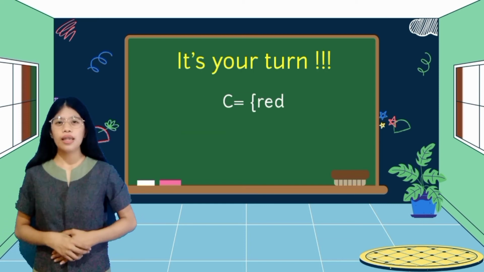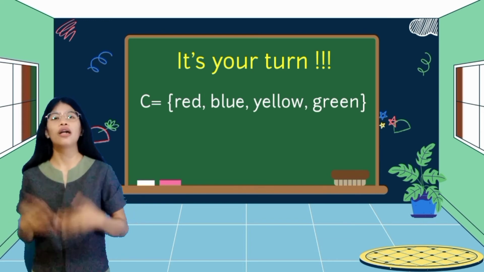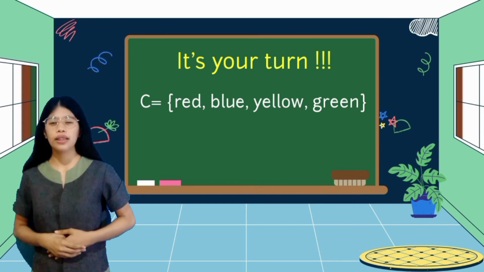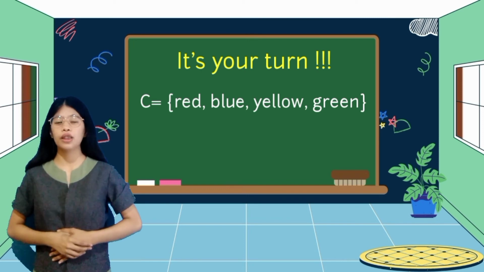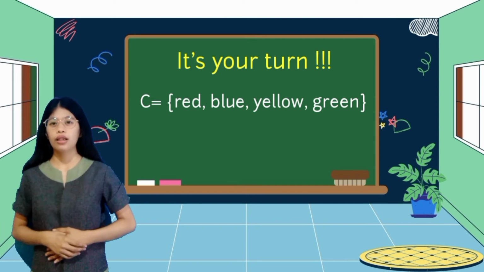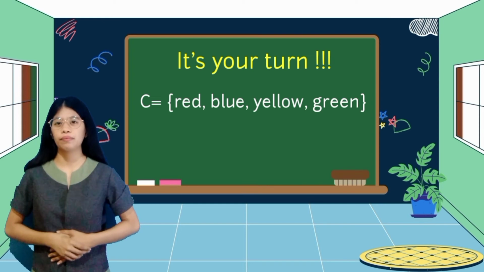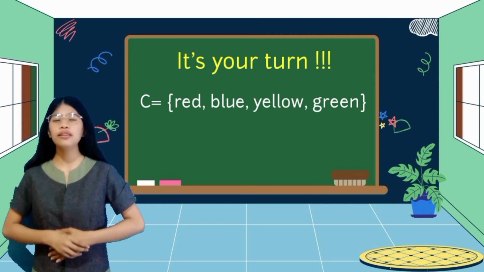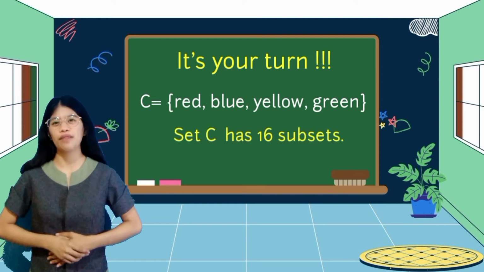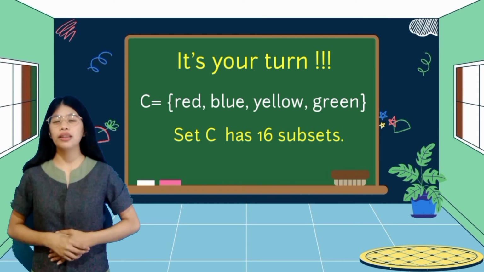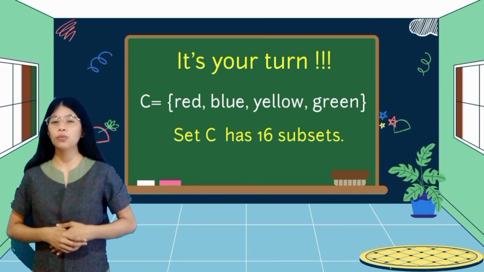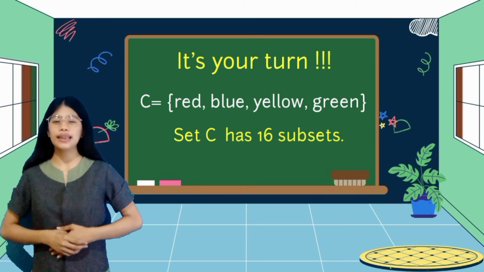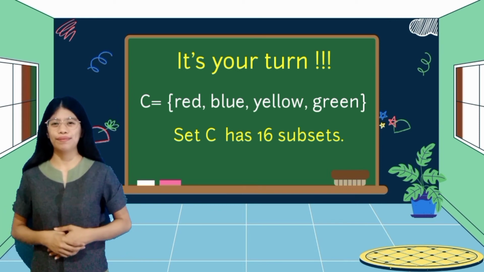Now, it's your turn. If set C contains the elements red, blue, yellow, and green, determine the number of subsets of set C using the formula S equals 2 raised to n. So, what is your answer? If your answer is 16, you're correct. Since the number of elements is 4, substitute it into the given formula, so we have S equals 2 raised to 4. Therefore, set C has 16 subsets.